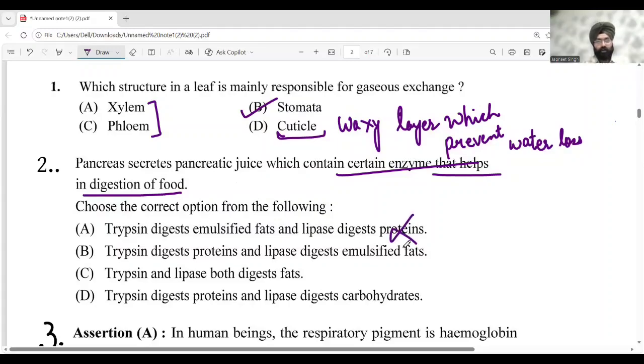No, this is wrong. Trypsin digests proteins, yes. Lipase digests emulsified fat, that is also true. B option is our correct option. Let's see the other options also. They both digest fats, no. Trypsin digests protein, that is correct, but lipase does not digest carbohydrates. So overall correct option is B.